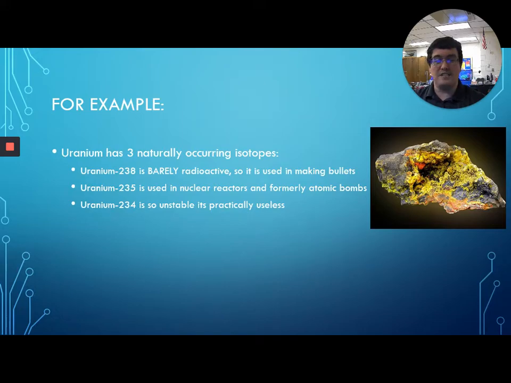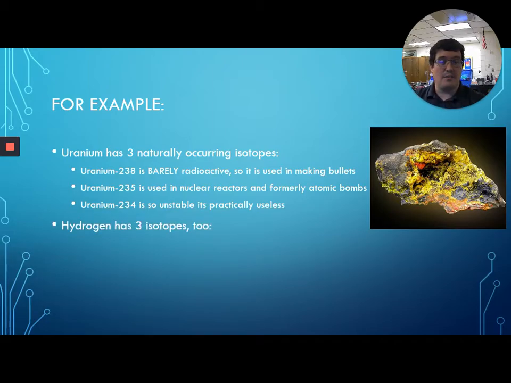Uranium-234 is super unstable. It doesn't exist for a very long time, and it's not really used for much of anything. What's interesting is at the end of the semester, we're going to talk about what radioactive decay is. We can take uranium-234, let it decay, and one of its products, when it does that, is useful. But it's kind of the rarest of the 3 in the sample of uranium. More on that in a minute.